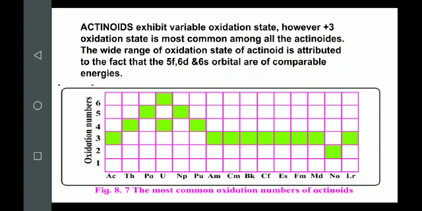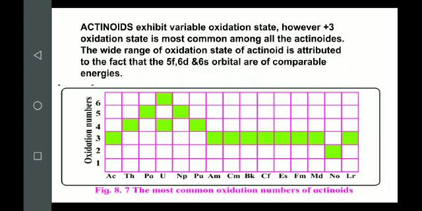Now let's talk about the oxidation states of actinoids. Actinoids exhibit variable oxidation states from +2 to +7. From this diagram you can see that out of all these oxidation states, +3 is the most common oxidation state shown by most of the actinoid elements.